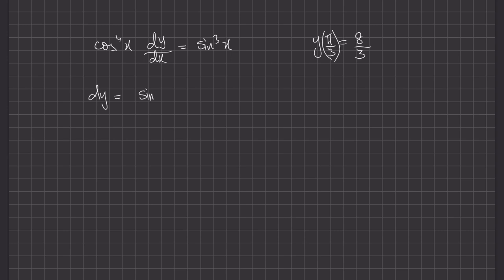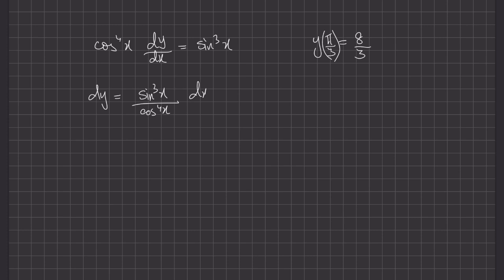Time for the most difficult question for today. cos to the power 4 of x times dy over dx equals sine cubed x, with the condition that y equals 8 over 3 when x equals pi over 3. As usual, we start by cross-multiplying.